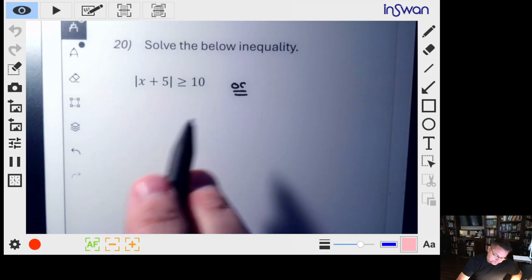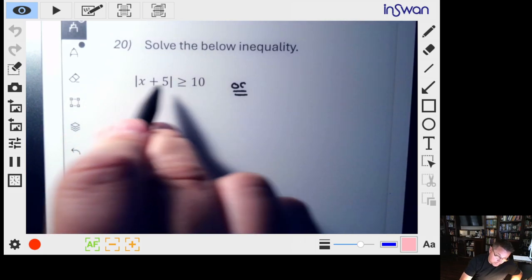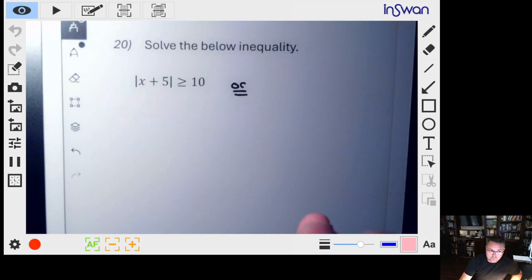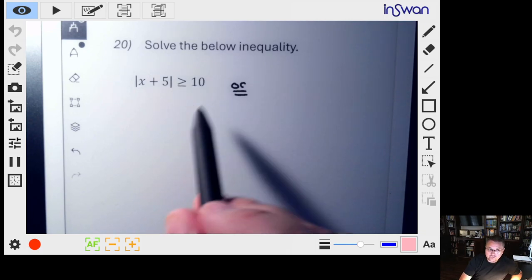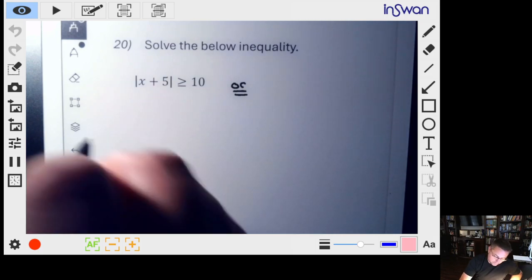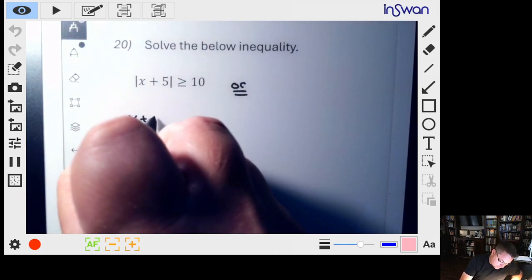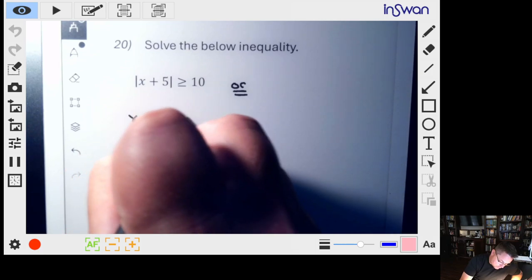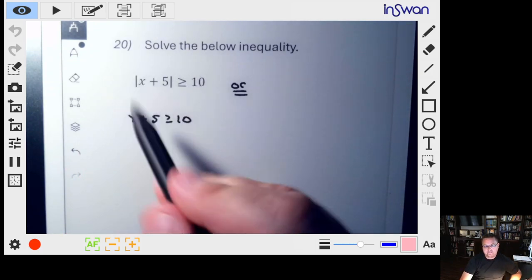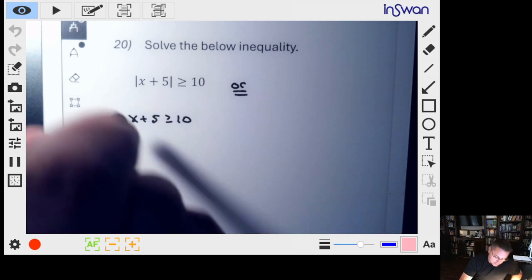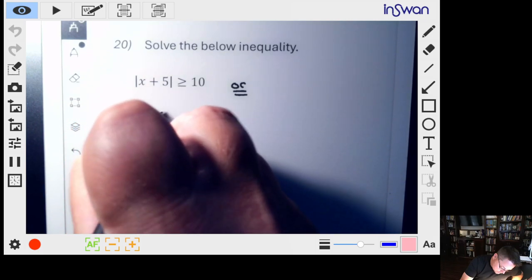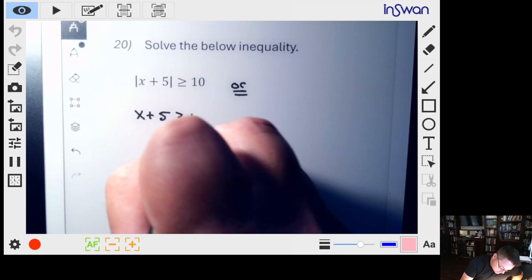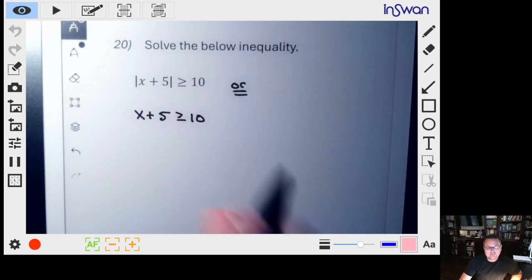So now what I'm going to do is rewrite this in terms of it being greater than or equal to the 10, or less than or equal to the negative 10. So I go like this. It'll be x plus 5 is greater than or equal to 10. So we just keep the inequality, but we drop the absolute value signs.